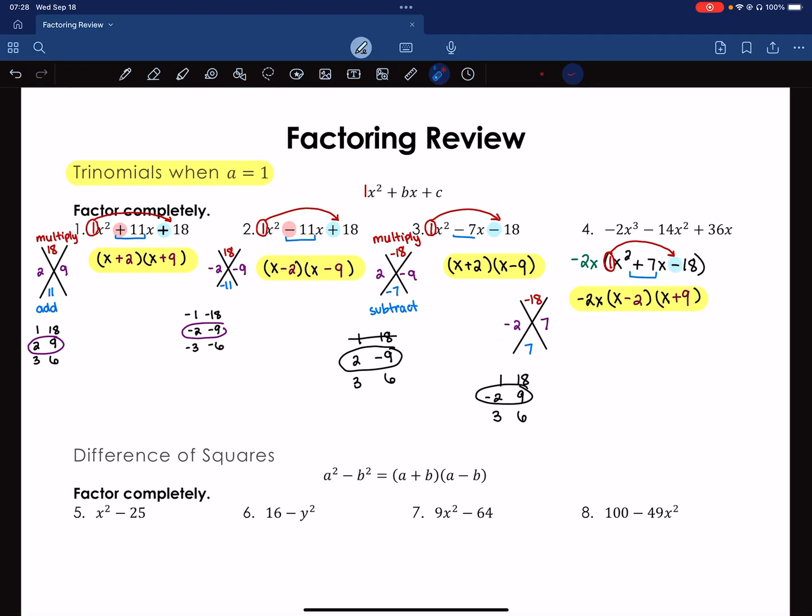So what you need to do is pause this video and go practice just when a equals 1 to make sure you're good with that concept first. And then after that, come back and watch the next section.